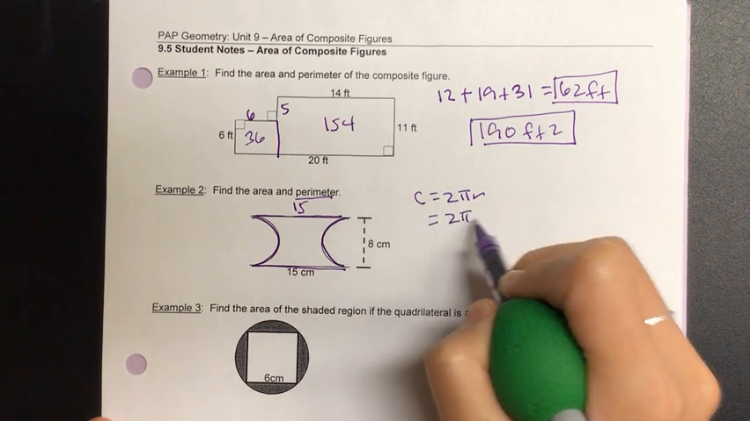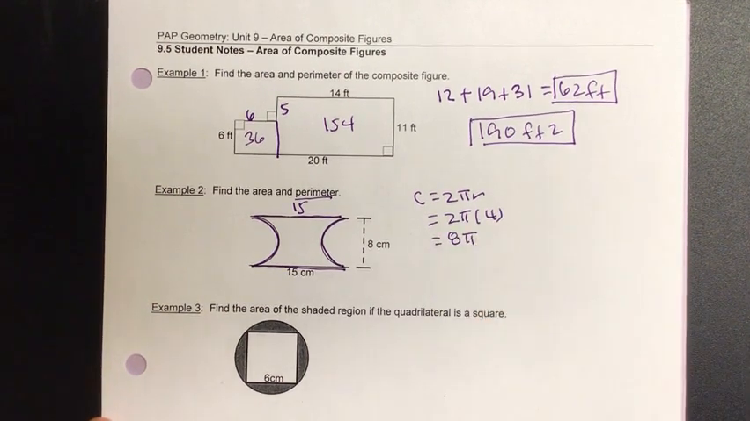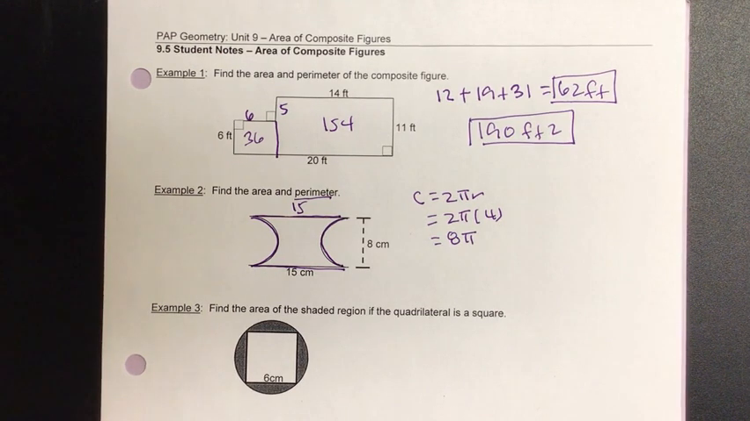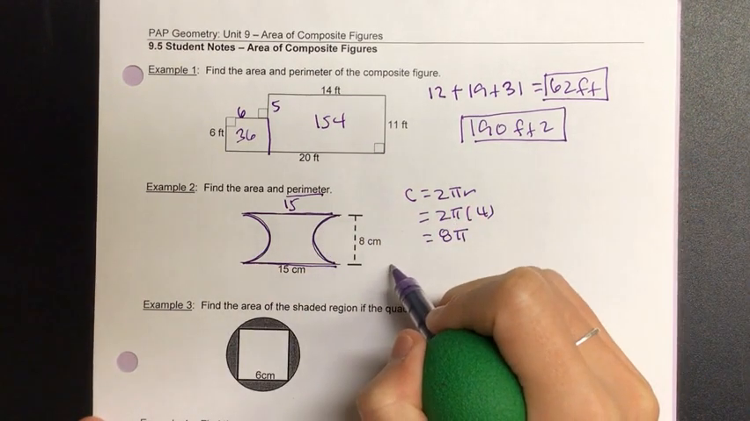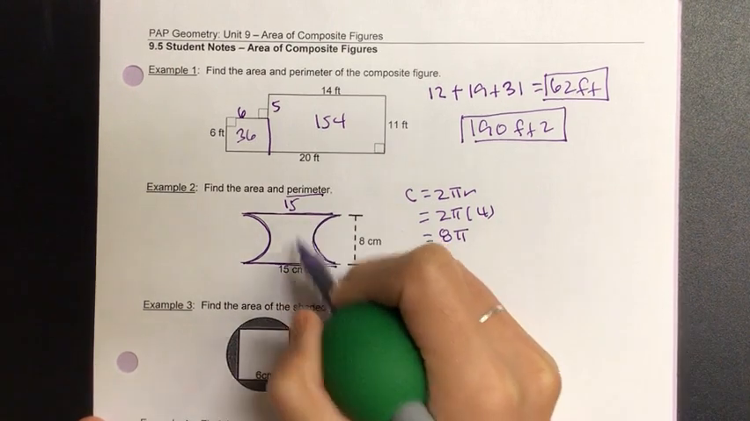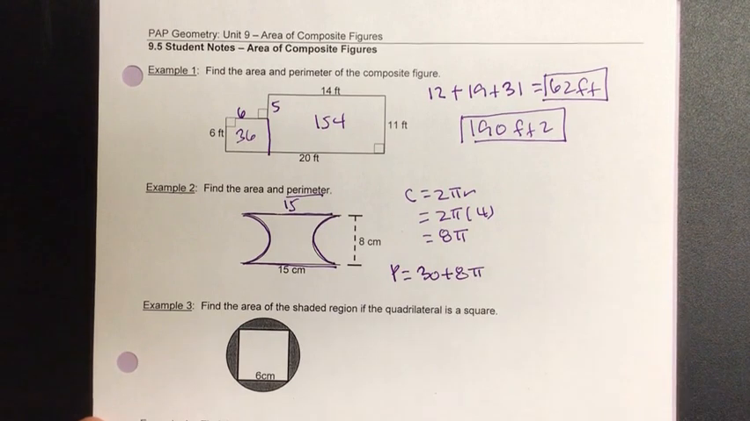So we have 2 pi times 4, and that's going to give us 8 pi. What was the question? Isn't there also a formula for circumference that's just pi d? Yeah, pi d works. Okay. I like the radius because the radius is going to be the same for pi r squared for the area, but it's fine. So for this one, that's going to give us the total perimeter of this figure. The 2 15s will give us 30 plus 8 pi.